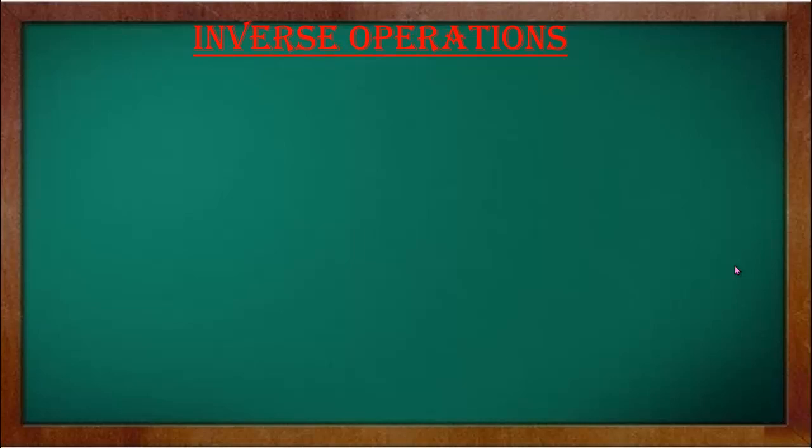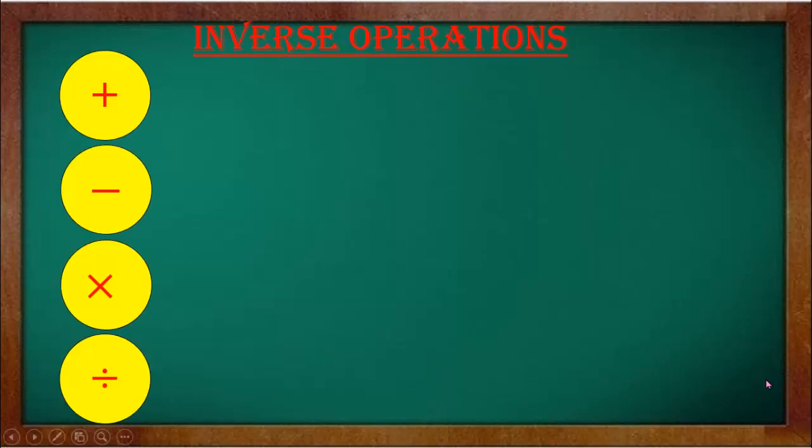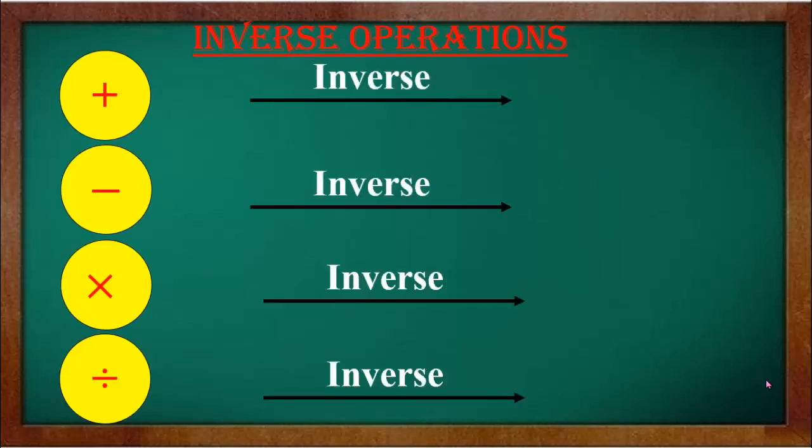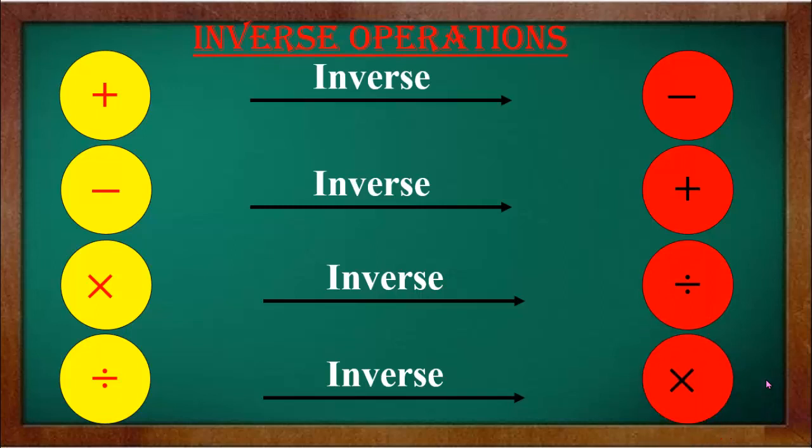Let's go now and see the inverse of each operation that we use in mathematics. Here are the 4 operations that we perform in mathematics. Each one of them has an inverse. So the inverse of addition is subtraction. The inverse of subtraction is addition. Inverse of multiplication is division. And inverse of division is multiplication.